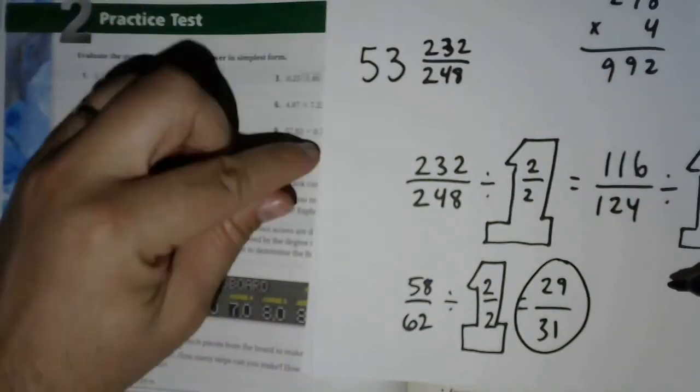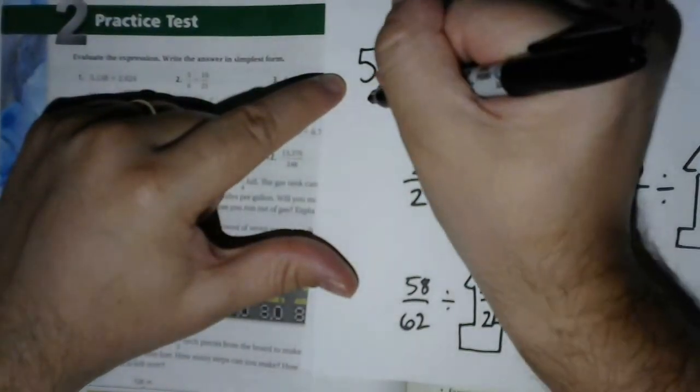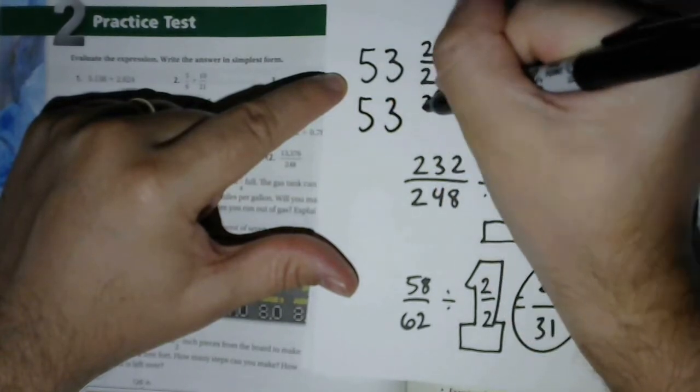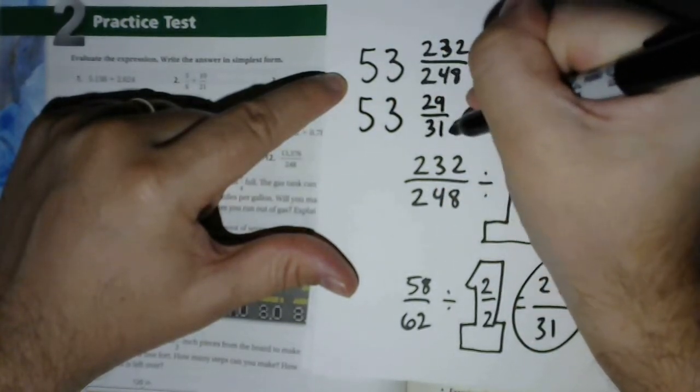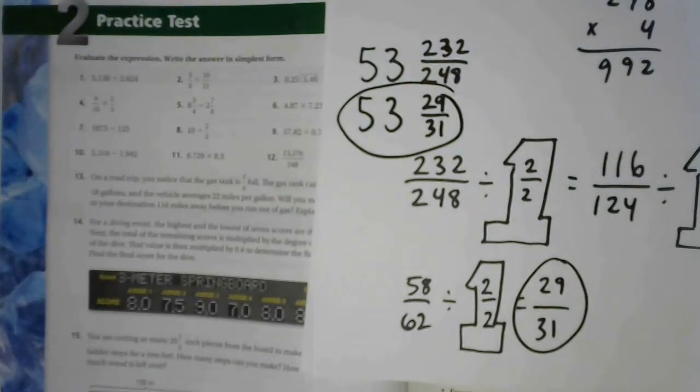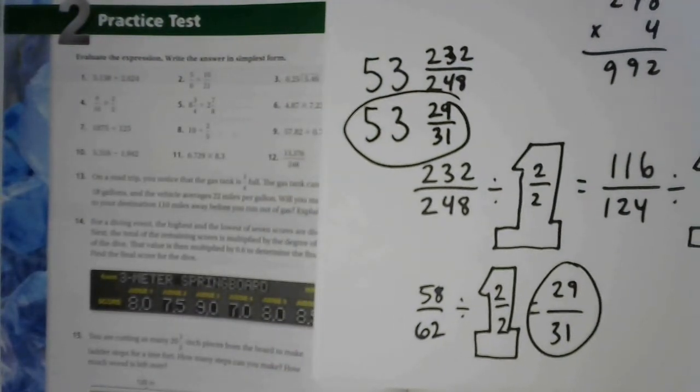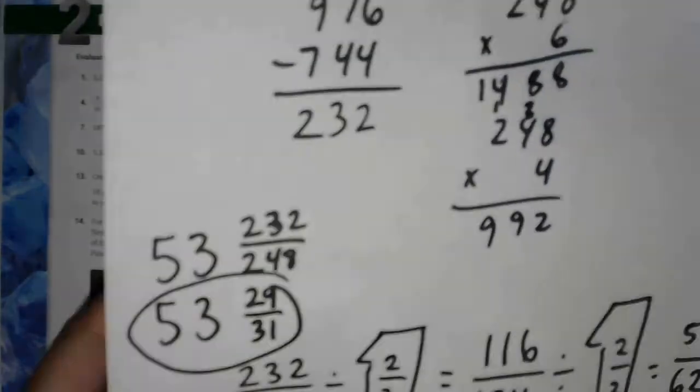So going back up here, my answer is 53 and 29 over 31. That would be its simplest form. Guys, we did a ton of work on that one as well, but it was all worth it. It all pays off with our correct answer. All right, let's move on and take a look at number 13.